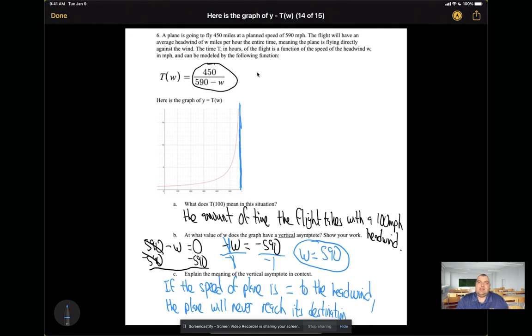The only way the plane will actually move, the only way the plane will actually reach its destination is if the speed it's flying at is greater than the headwind. Okay? So if it's equal to the headwind, it's never going to reach its destination. It's just going to stay where it is. So that is the meaning of the vertical asymptote in context.